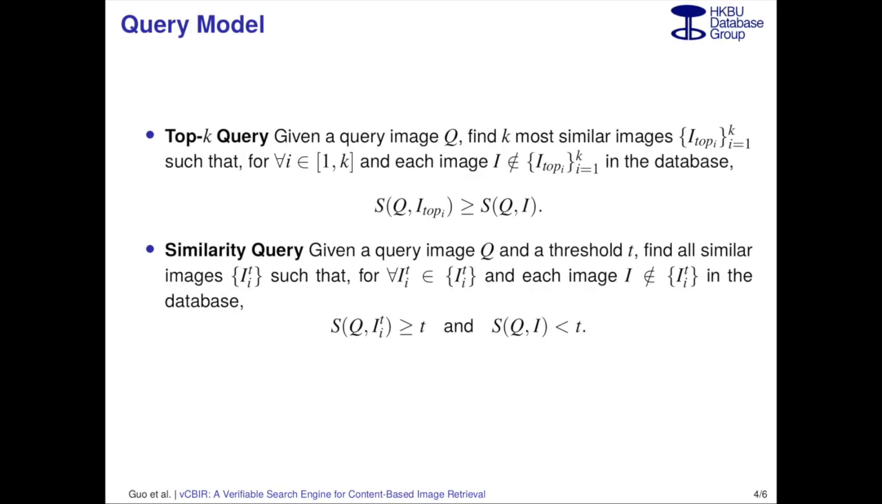Our engine provides two kinds of queries. The first is the top K query. Given a query image, the service provider returns the K most similar images. The second is the similarity query. Given a query image and a threshold, the service provider returns similar images whose similarity scores are larger than the threshold.